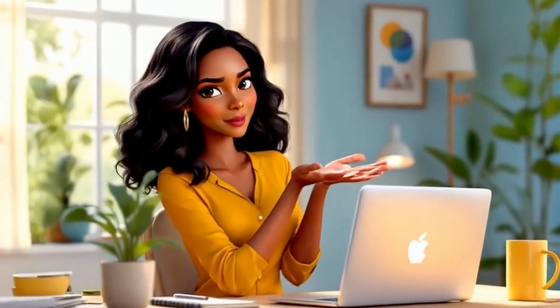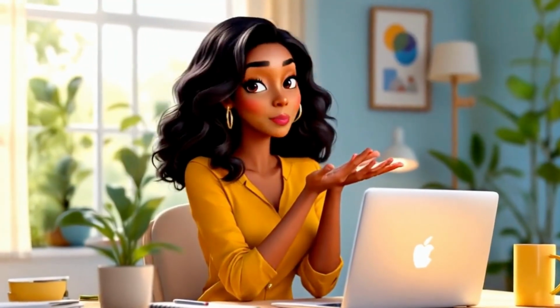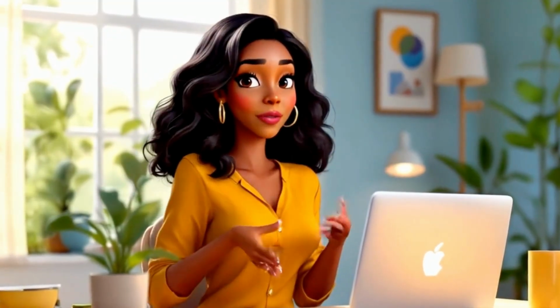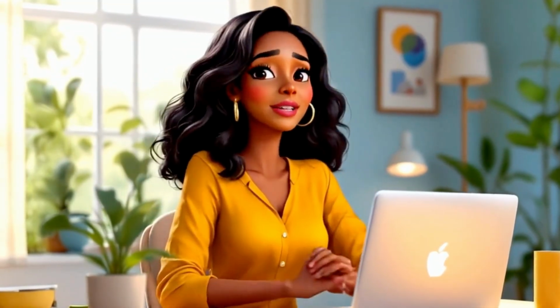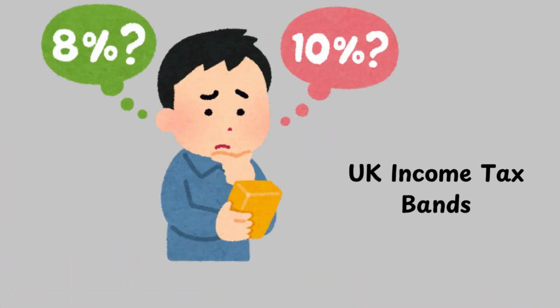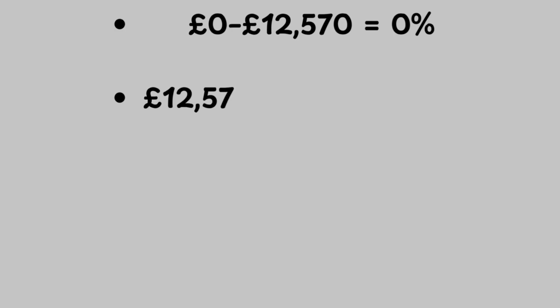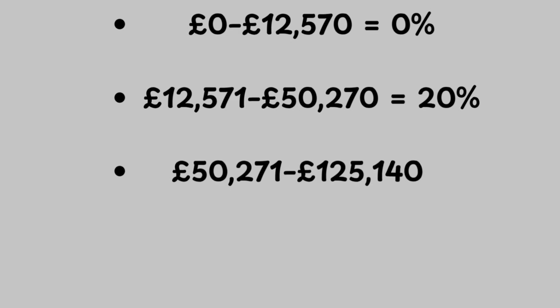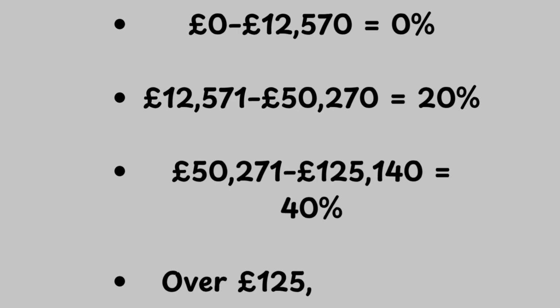Now, for those earning above the allowance, income gets split into tax bands. As mentioned earlier, the first £12,570 of your income is tax-free. Income between £12,571 and £50,270 is taxed at 20%. Earnings from £50,271 up to £125,140 is taxed at 40%. And anything above that is taxed at 45%.